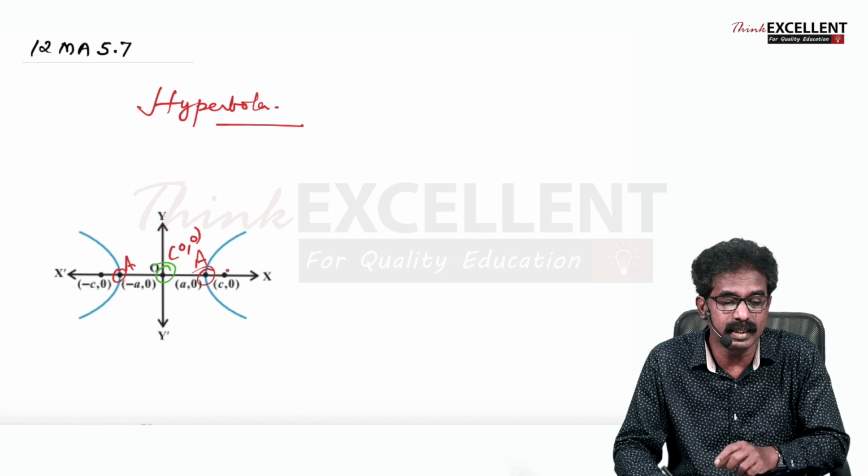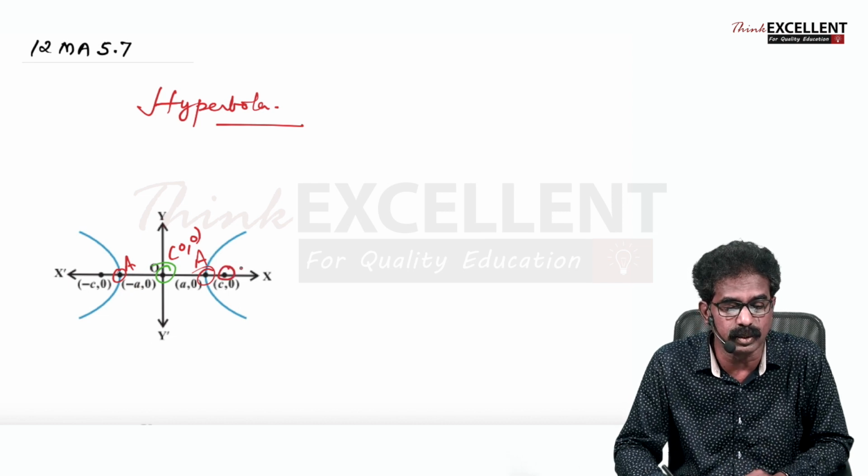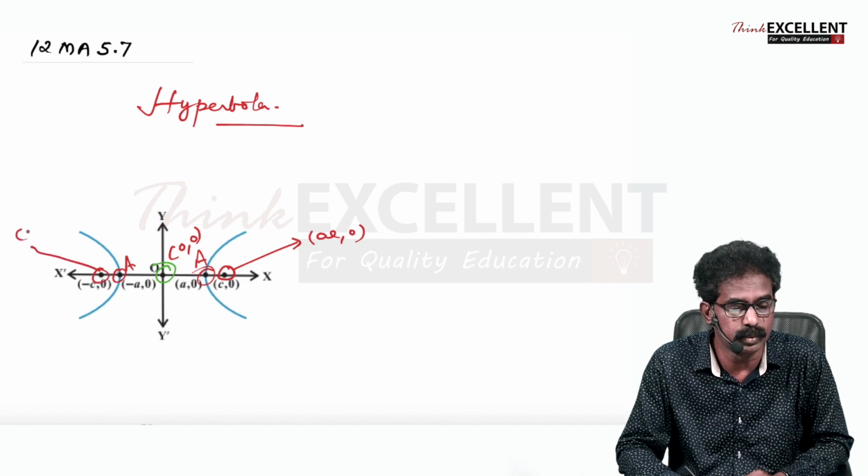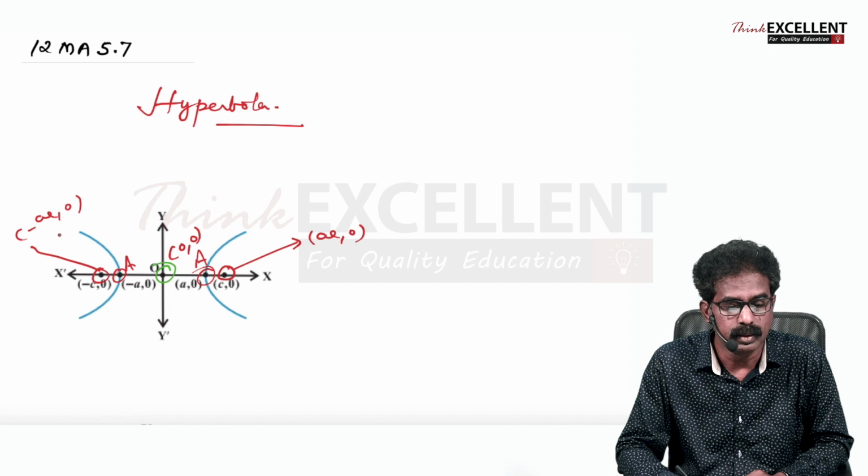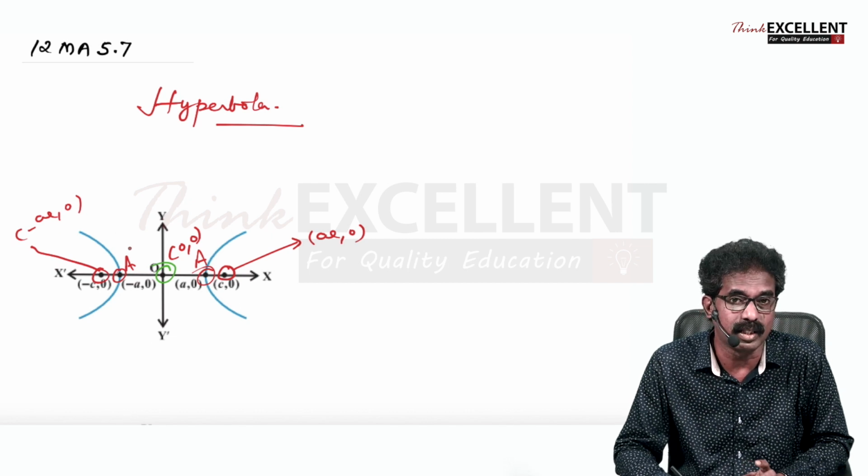So the focus will be inside the curvature. It is (AE, 0). That AE only we are writing as C, right? (AE, 0), and the other one is (minus AE, 0). Then there are two directrices also. When there are two foci, there are two directrices also.